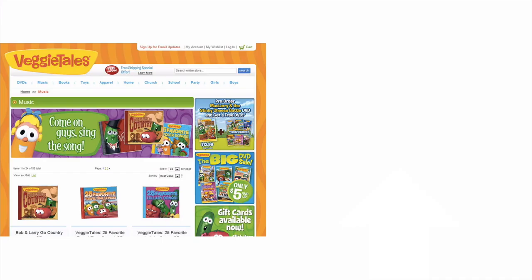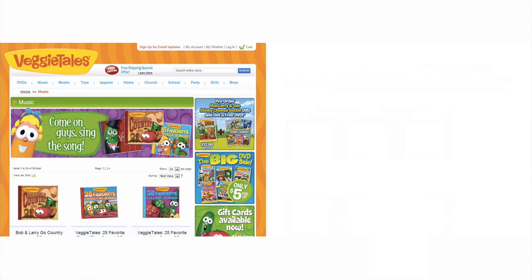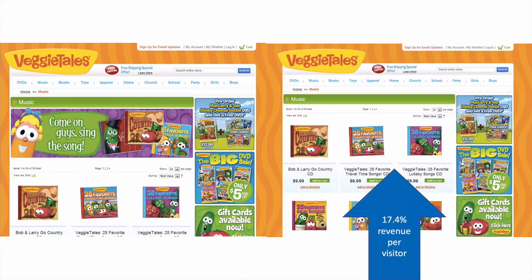This could have been any e-commerce template anywhere, right? This is very common to see some kind of a graphic banner, a hero image on a category page. If you remove that, for Veggie Tales, what was the result? The result was 17.4% higher revenue per visitor.